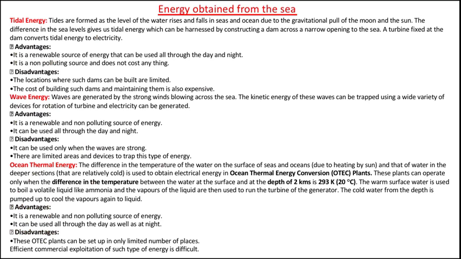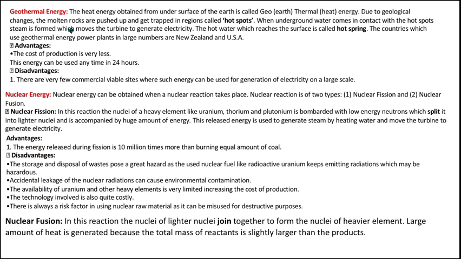Advantages: it is a renewable source and it can be used throughout day and night. But the disadvantage: these OTEC plants, ocean thermal energy conversion plants, can be set up only in a limited number of places, and efficient commercial exploitation is not possible till date. It is very difficult to harness this type of energy, but the government is working to harness energy from the sea as well as solar, so we are using almost.